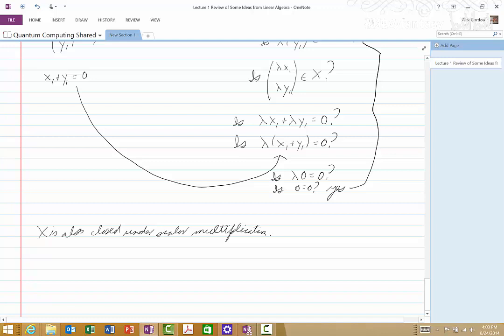And since X is closed under vector addition and closed under scalar multiplication, we conclude that X is indeed a subspace. And there we have it.